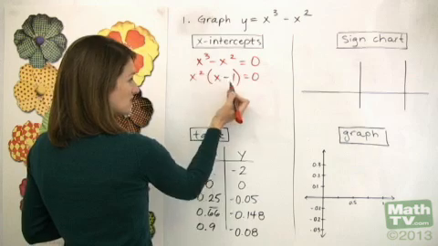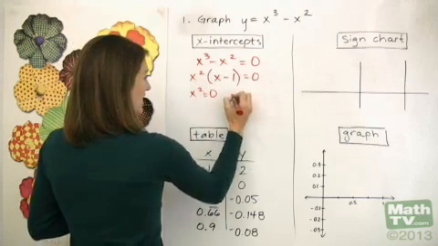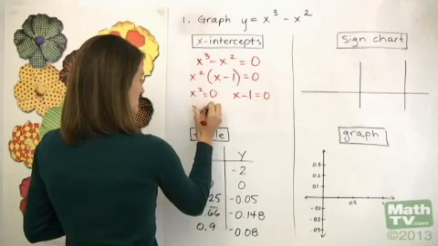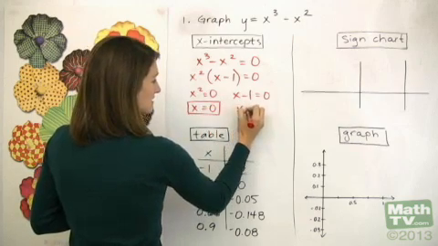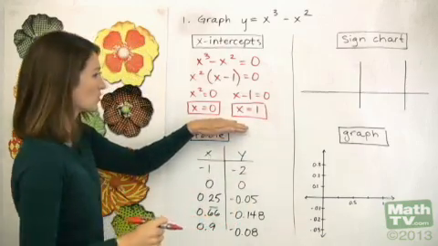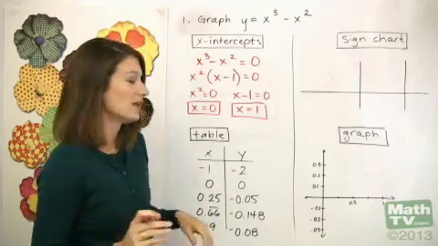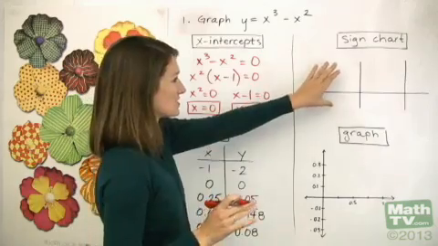And then we set each of these factors equal to 0. X squared equals 0, and x minus 1 equals 0. And we get x is equal to 0 as one of our intercepts, and then x is equal to 1 as our other intercept. So here we go. So we know right now this graph is going to cross where x equals 0 and x equals 1. So let's move on and let's do a sign chart.